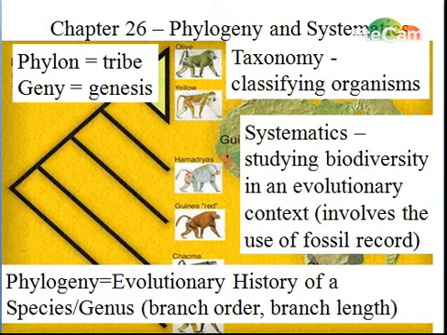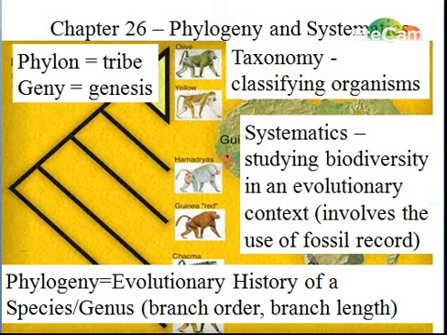Systematics is the study of biological diversity in an evolutionary context. And part of the scope of systematics is the development of phylogeny, which again is the evolutionary history of a species or of a group of related species. Some related concepts we'll touch on are taxonomy, which is another way of classifying organisms. And then the definition for systematics is the studying of biodiversity in an evolutionary context, particularly using the fossil record.